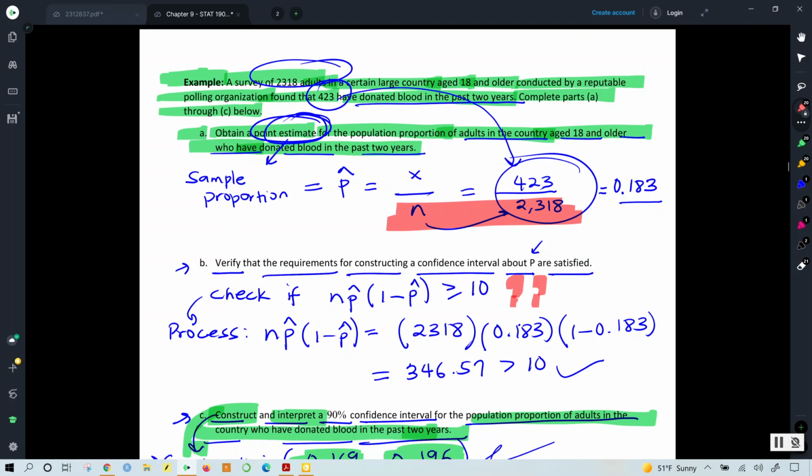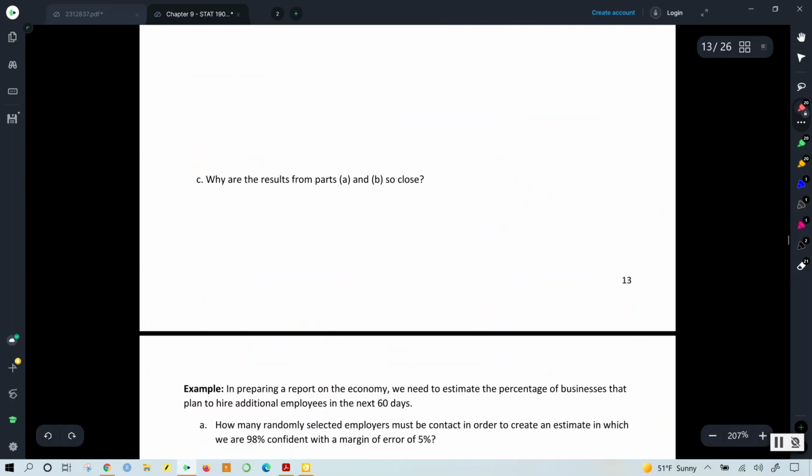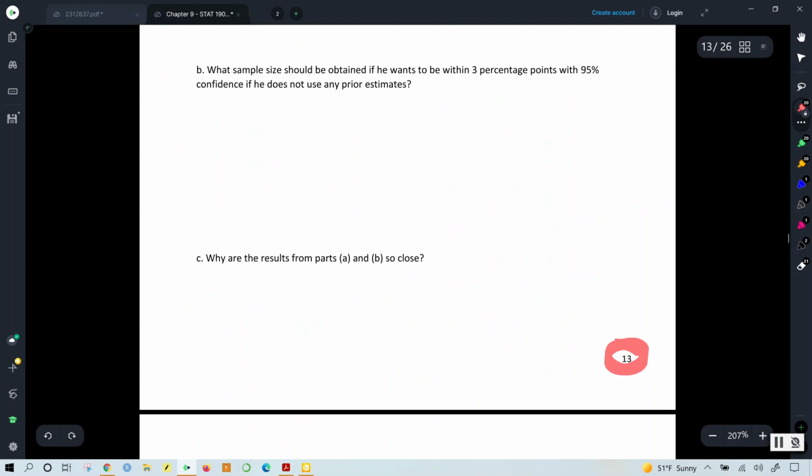What if n was unknown? What if we don't know how many sampling units to include in our sample in order to construct a confidence interval for an unknown population proportion? How do we go about it? That question is what we intend to answer starting on page 13.